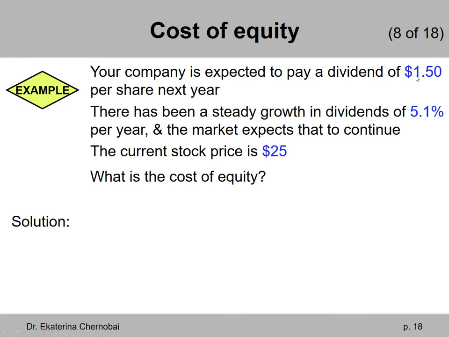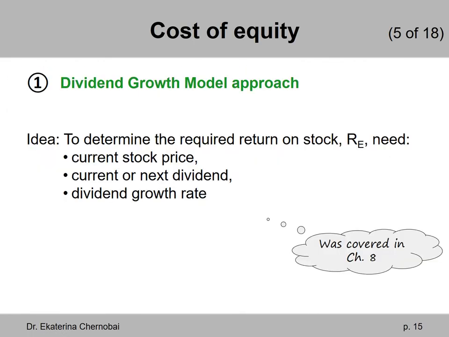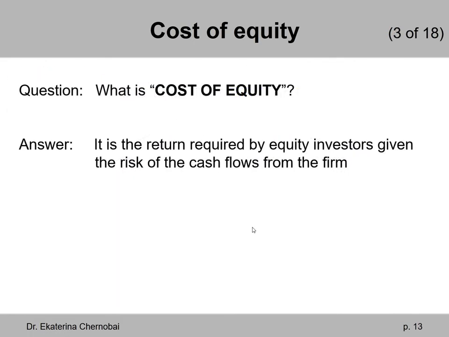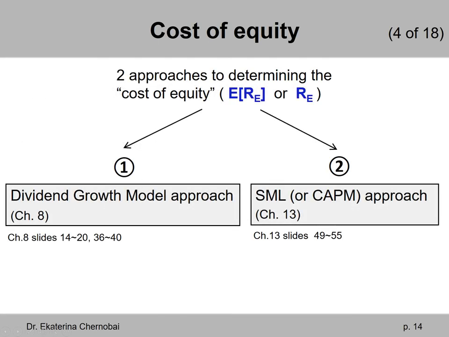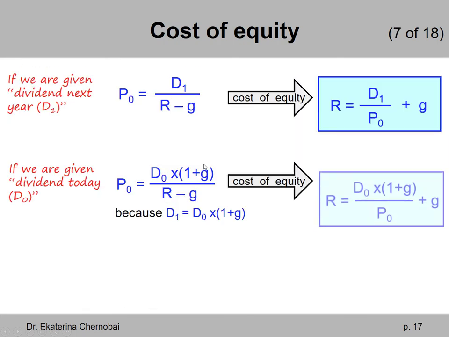So you're given the dividend next year, the growth rate in dividends, and the current stock price. This is exactly the three things that you need in order to use, let me go back to slide 14, the dividend growth model approach. For the other approach, which we will review next, it's completely different information that needs to be given. Okay, so let's solve this numerical example.